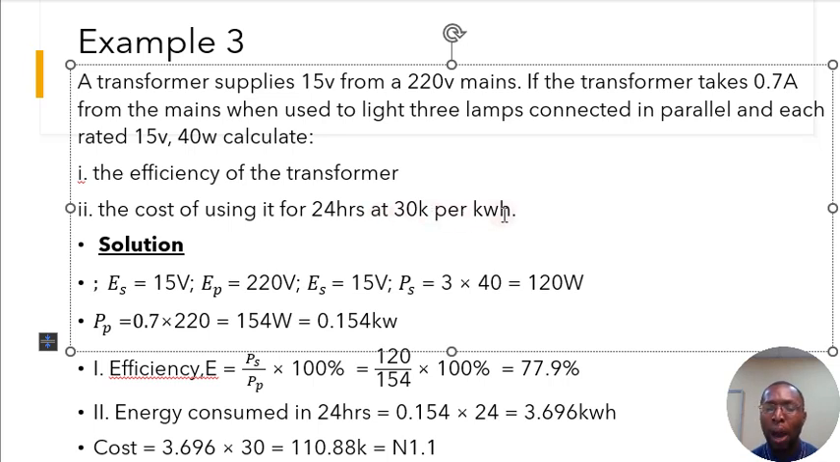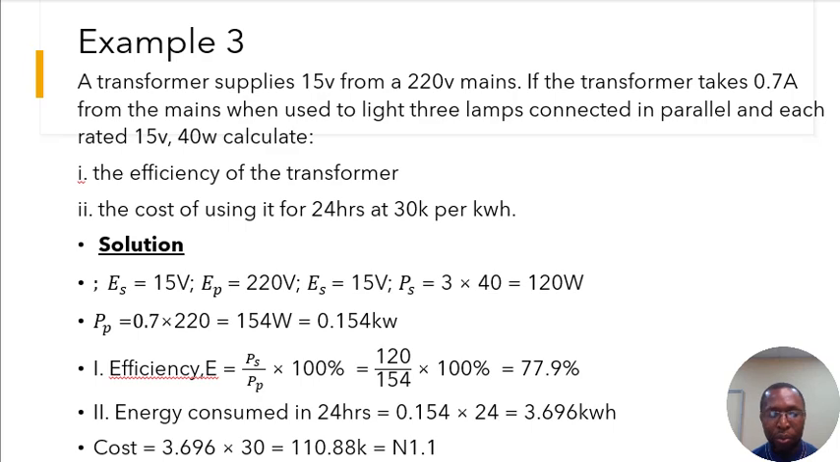All right, now the second question says we should calculate the cost of using it for 24 hours at 30 kobo per kilowatt hour. This is the reason why we converted this 154 to kilowatt, because energy consumed in 24 hours will be the primary power multiplied by 24 hours, and that is 3.696 kilowatt hour. So that is energy consumed in 24 hours. Now, if the cost is 30 kobo per kilowatt hour, then for 3.696 it will be 3.696 times 30 kobo, and that is 110.88 kobo, which is about 1.1 naira.